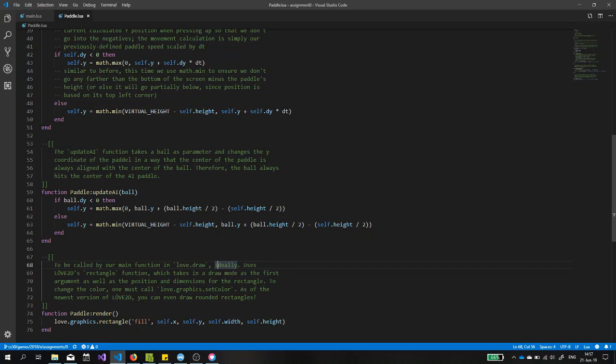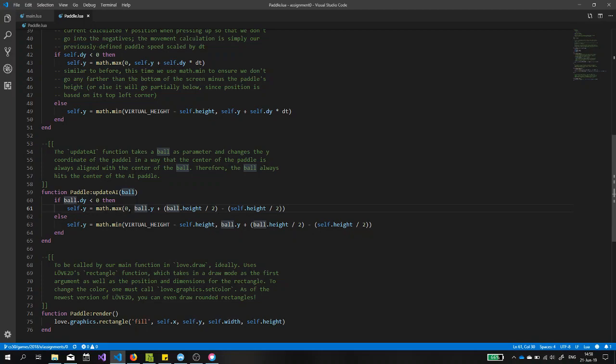And if that's the case, I basically take the y coordinate of the ball plus the ball height divided by 2, so I get the center of the ball, minus the height of the paddle, self.height divided by 2. That way I get to the center of the paddle. And this is just assigned to the y value of the paddle.